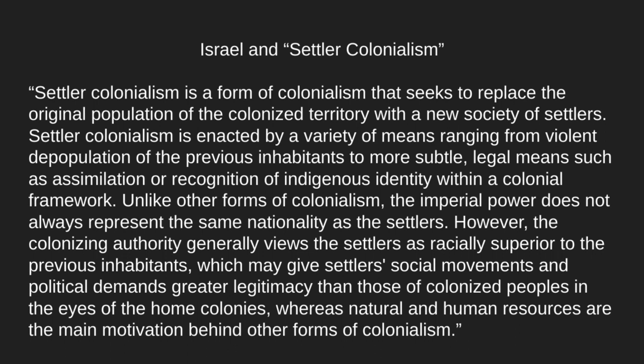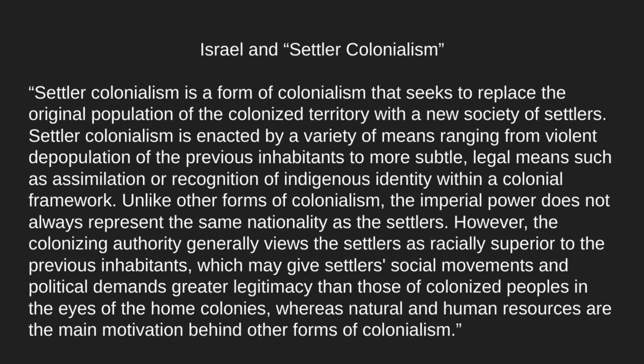So here's a definition of settler colonialism. And again, I just want you to be aware of what the issues are and to think about them and come to your own views about it, your own understanding, your own opinion about what is going on here in this text. But here, settler colonialism is a form of colonialism that seeks to replace the original population of the colonized territory with a new society of settlers. Settler colonialism is enacted by a variety of means, ranging from violent depopulation of the previous inhabitants to more subtle legal means, such as assimilation or recognition of indigenous identity within a colonial framework.